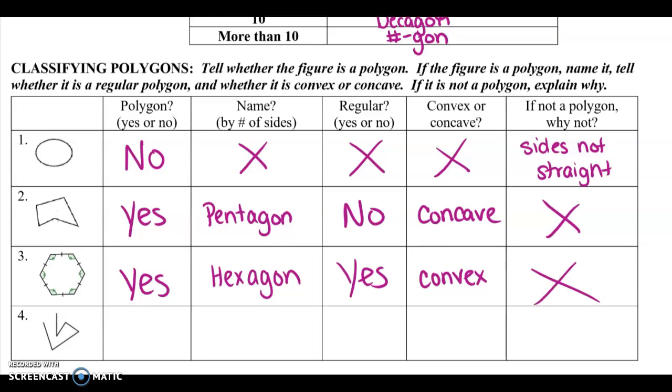Number 4, no, this is not a polygon. So I can't name it or decide if it's regular or convex. It's not a polygon because it's open. Do you see how you have this big gaping hole right there? That's open, which means it's not a polygon.